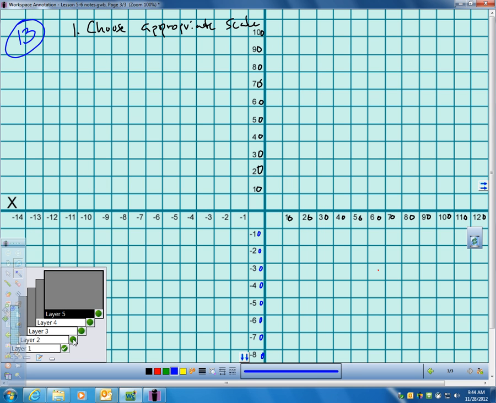Okay, so now I have to plot these points. I have the point (10, -2), which would be about here. (12, 4) looks like it's about here. Again, I have to estimate these a little bit. 15 right, 9 up. 20 right, 16 up. 30 right, 32 up.